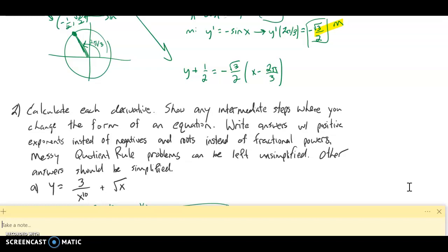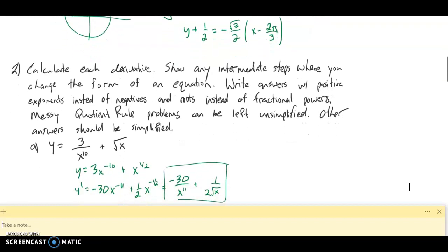Okay, so to find this thing's derivative, I'm going to show you the answer right now. I use some power rule. My first line right here is what I was just describing to you, where I said show the intermediate steps. So this 3 over x to the 10th gets rewritten as 3 times x to the negative 10, plus the root x goes to x to the half.